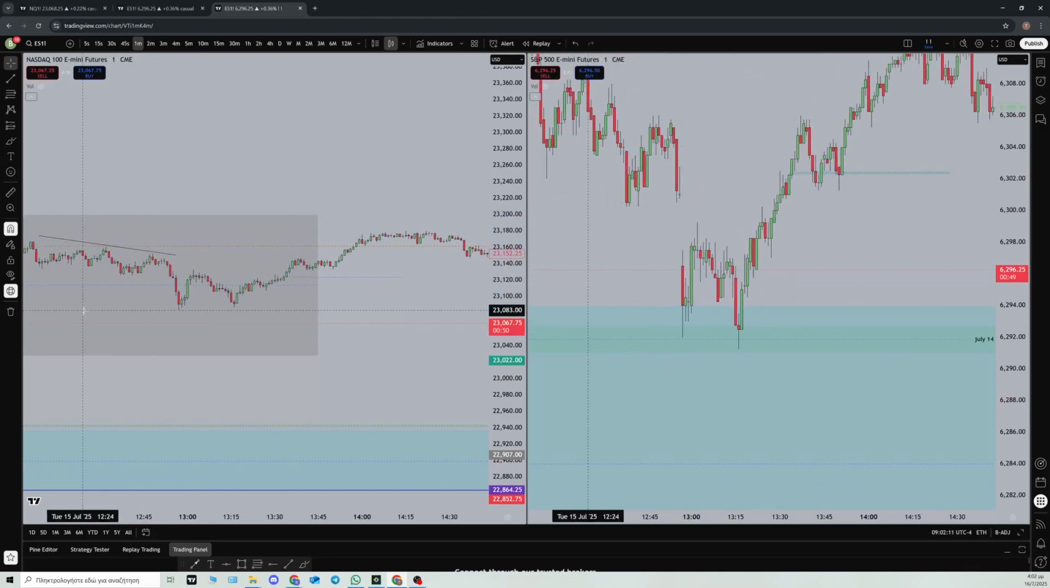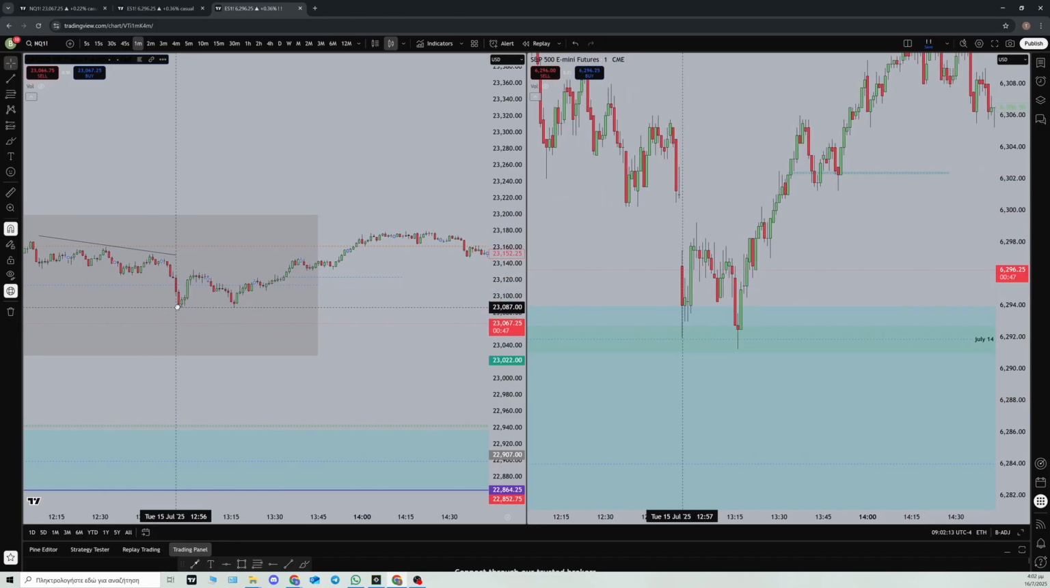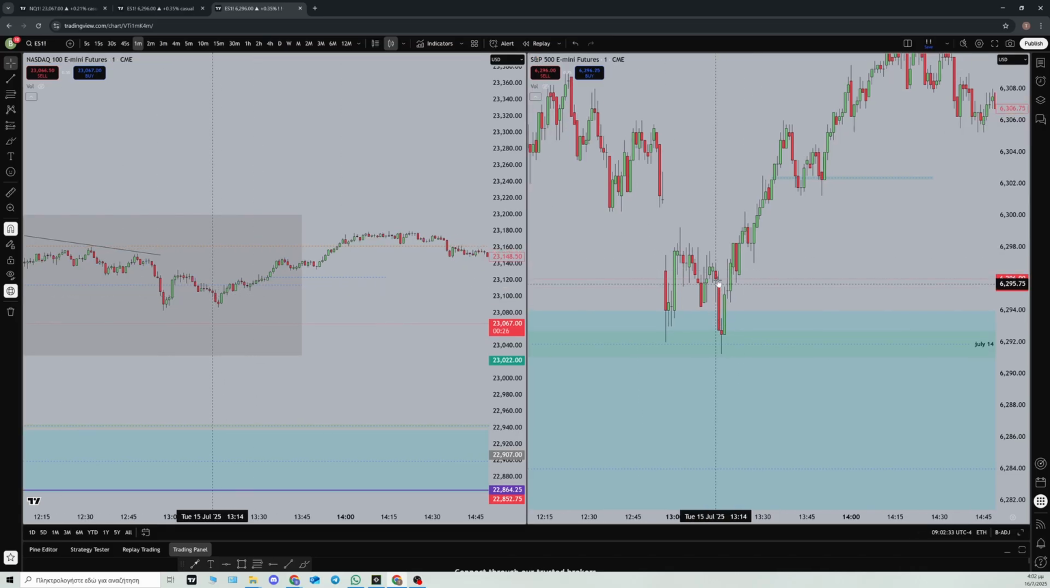Look at this here. ES drops down here. It makes the PD array on a predetermined level, but ES does not make a PD array on a predetermined level. So what does it do? It drops down again. It makes a divergence with NASDAQ. And then it forms the PD array, which is this order block that is on our predetermined level.